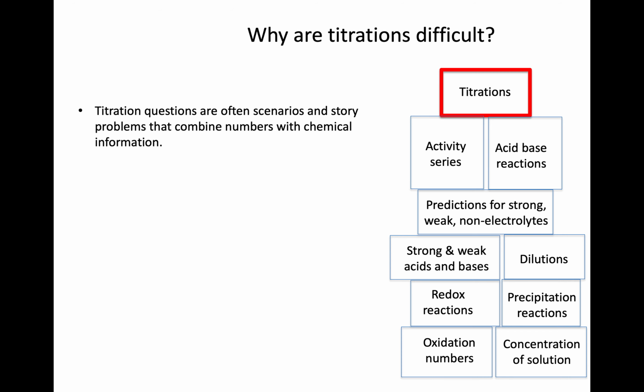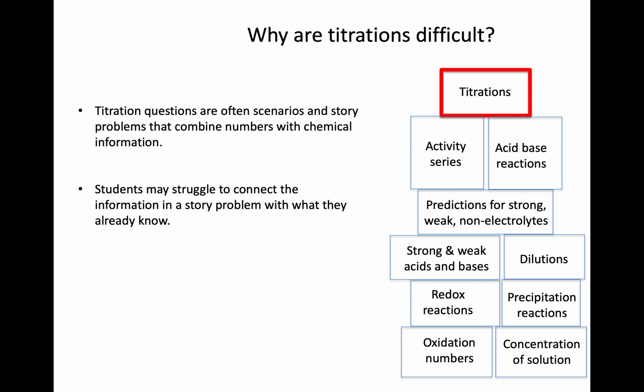Why are titrations so difficult? This is something I've studied. I found that titration questions are often scenarios and story problems that combine numbers with chemical information. Think back to when you experienced story problems in the 3rd grade. They were a lot more difficult than if you were just given numbers and it was clear how to manipulate them. Students often struggle to connect information in a story problem with what they already know. It seems quite different when there's extraneous information, or what the student perceives as extraneous. They're not sure which values they're supposed to use and how they're supposed to use them.